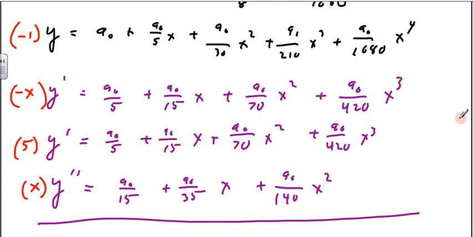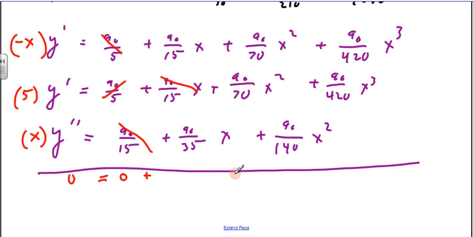Okay, so I look at the a0 term. I have 1 minus 1, and I got 1. Boom, boom, equals 0. I want it to be 0. I look at the x term. I've got 1/5 and minus another 1/5. I have 1/3 and I have 1/15. That becomes 0.